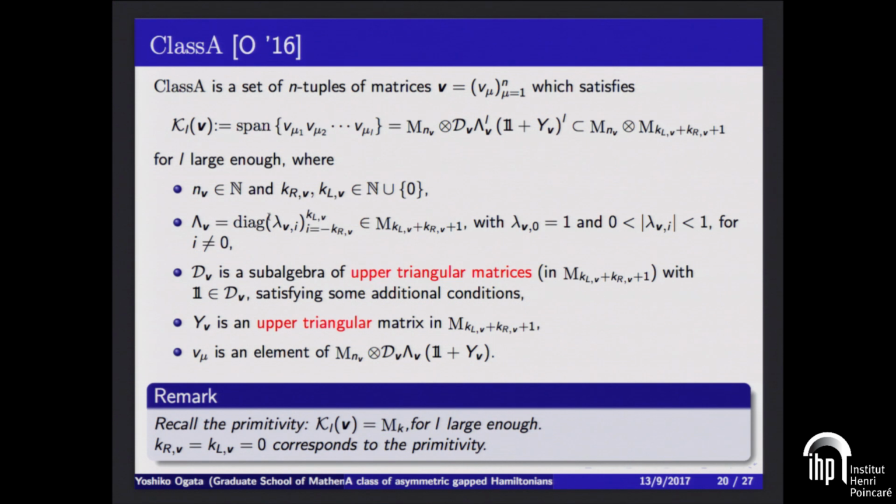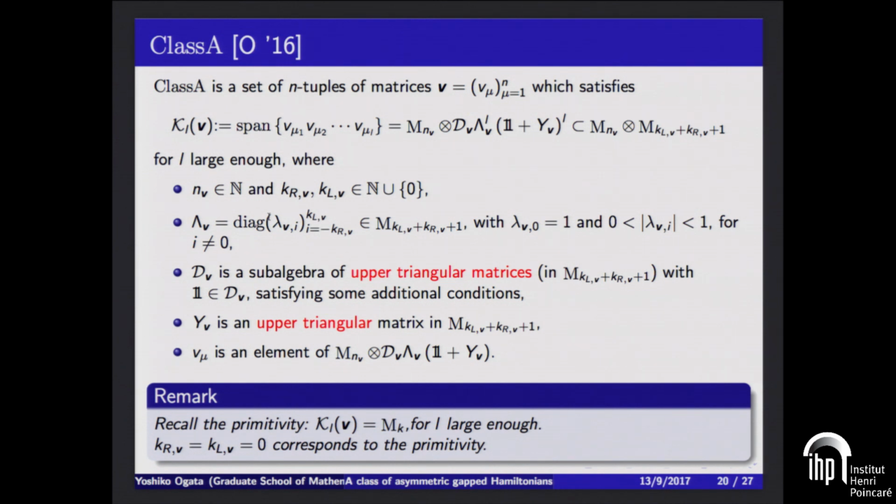And yeah, class A is, in philosophy, a kind of primitivity condition. It gets saturated, but not to the full matrices, but to this object here. So what is this object? This is just n by n matrices, but dV is some subalgebra of upper triangular matrices, and lambda V is some diagonal matrices, and we consider the L power of it here. And YV is another upper triangular matrix, and we consider the L power of this A1 plus YV.